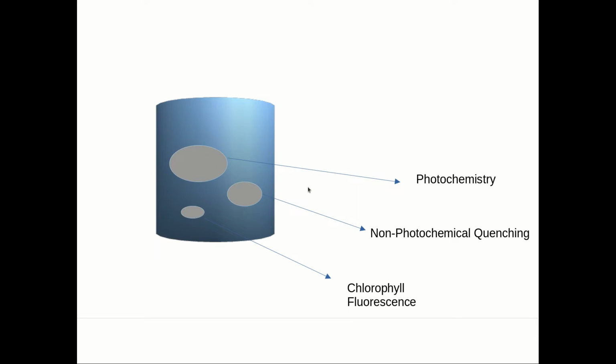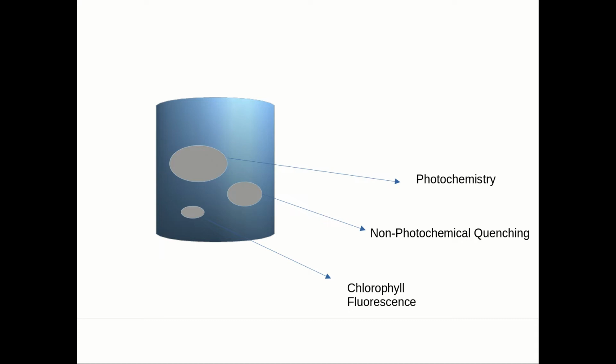Another hole in the barrel is what's known as non-photochemical quenching. That's what happens when the chlorophyll reaction center P680 absorbs light and goes into the P680 star state. So it's an excited state, but for whatever reason, photochemistry can't operate fast enough to use up all of that energy. And P680 star is very unstable, and so the energy will be dissipated in some way.